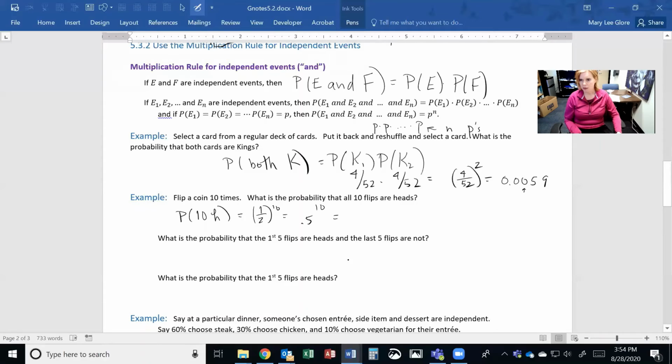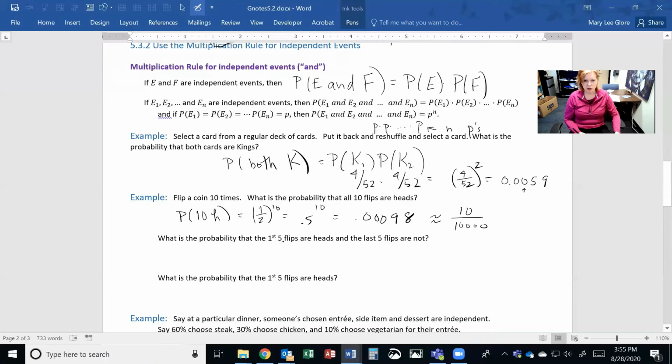All right, and 0.5 to the 10th power is very small, 0.00098. So that is around 9.8 over 10,000, it rounds to 10. So if I call this 0.001, about 1 in every 1,000 times that I flip a coin 10 times, I'll get all heads. So it can happen. It's very unlikely. It's extremely unusual.